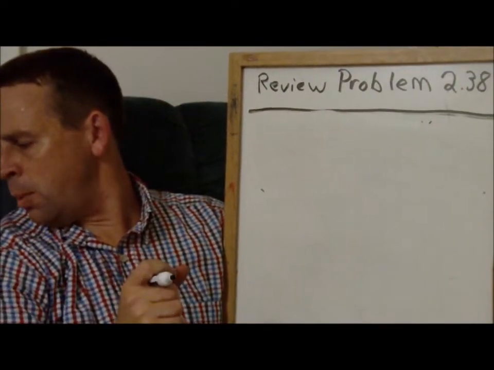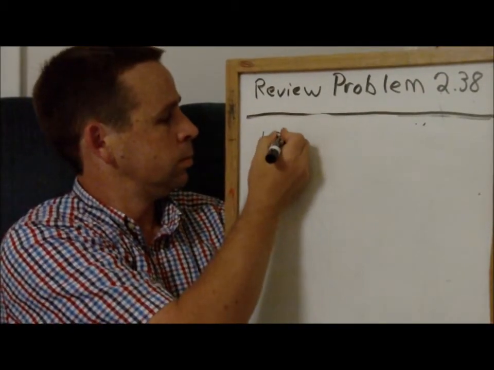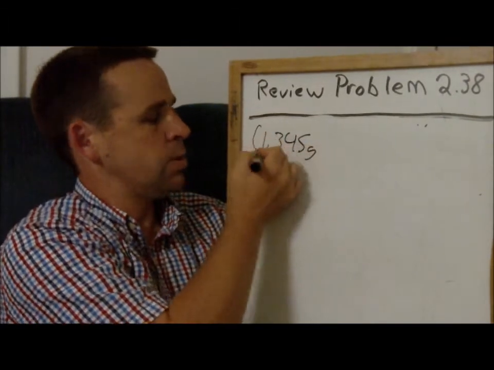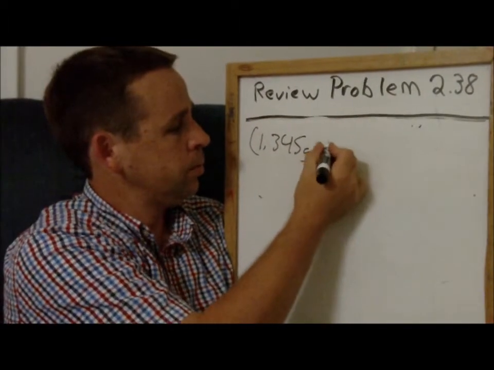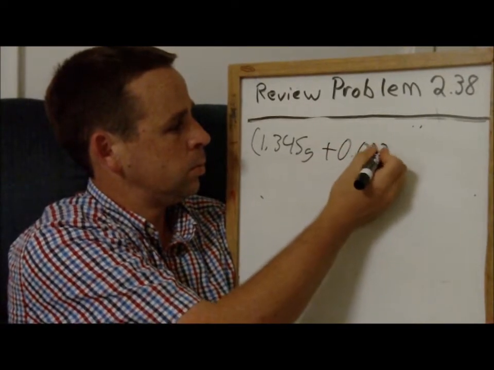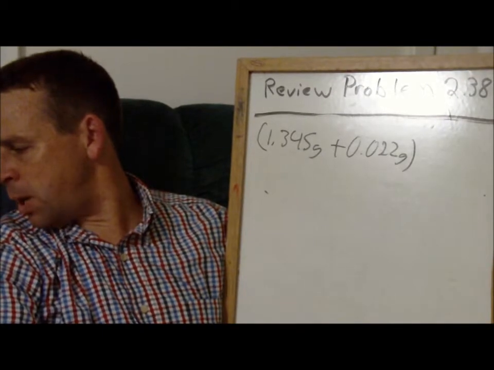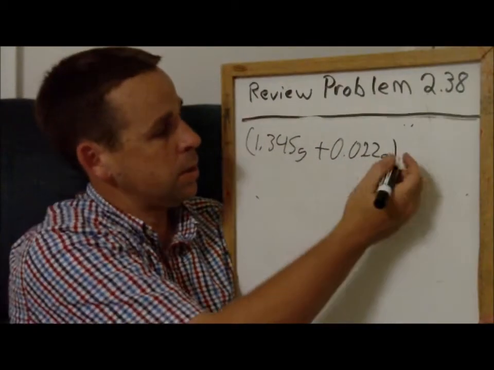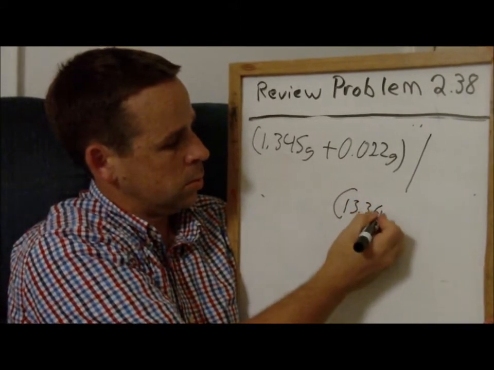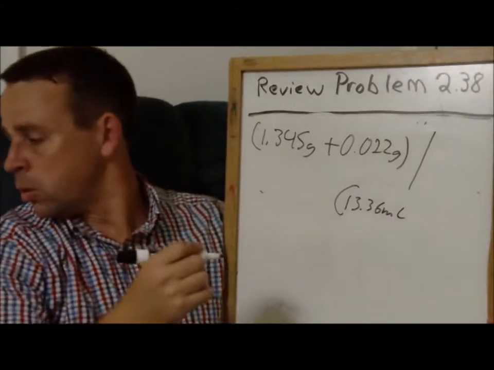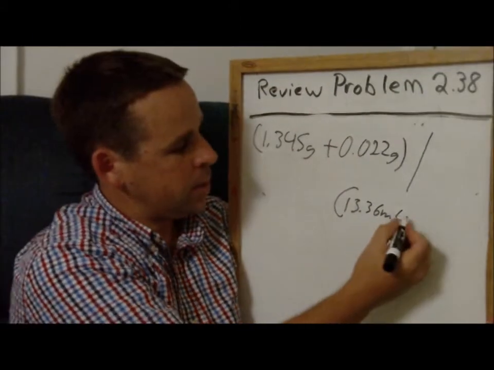238D: 1.345 grams plus 0.022 grams, divided by 13.36 milliliters minus 8.4115 milliliters.